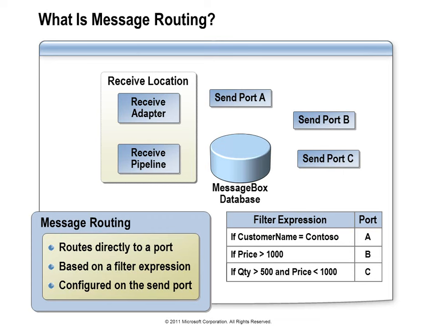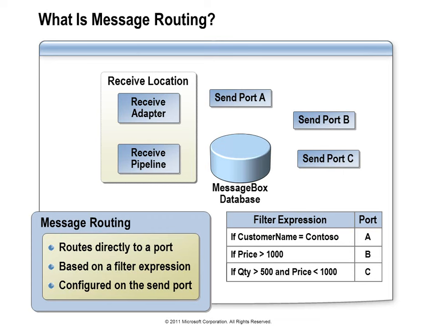And then you can see that send port C is watching for messages that have a quantity greater than 500 and a price of less than 1,000. So it's expecting those 2 values to be read from the inbound message body, added to the message context, and if those conditions hold true, send port C will receive a copy.